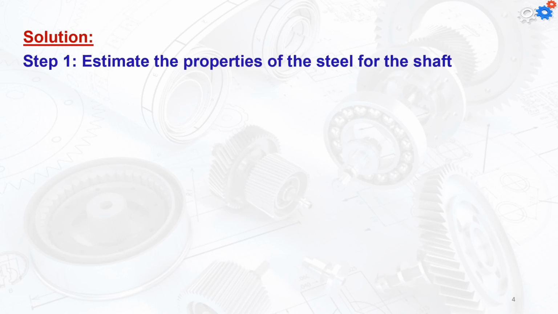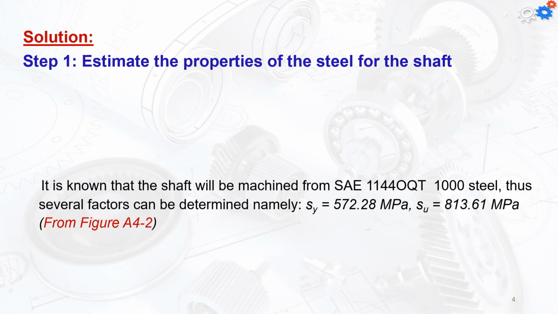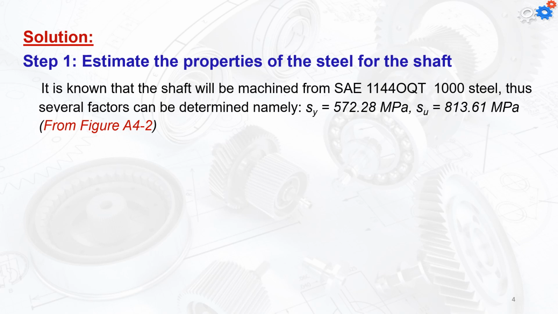So the first step is the estimate of the properties for the steel for that shaft. It is known that the shaft will be machined from SAE 1144 OQT 1000 steel. Thus, several factors can be determined, namely the Sy and the Su. The Sy is yield stress, and the Su is the ultimate tensile stress. We can find that either from the tables or from Figure A4.2 in the textbook.